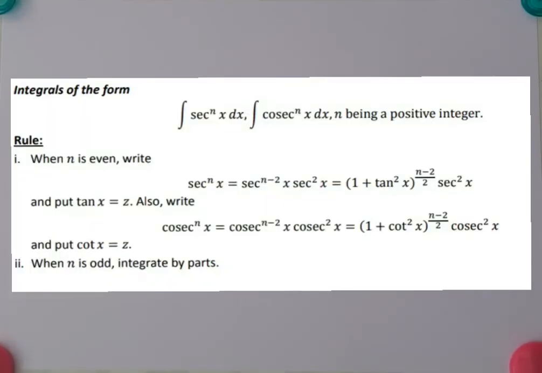Okay, so we have yet another, and in fact this is the last part of the indefinite integral. This is the integral of the form sec to the power n x and cosec to the power n x. So there are two cases here again. When n is even, the rule is clearly given to you. When n is odd, you have to integrate by parts. So you have to keep that in mind: whenever you see n to be odd, you have to integrate using integration by parts.